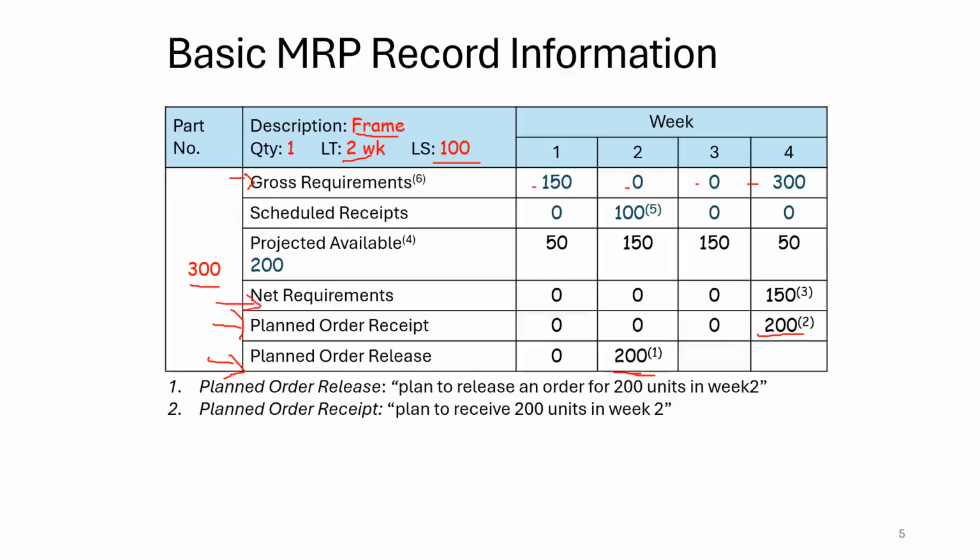The net requirements is very similar to the planned order receipt. It again tells us how many units we require at the end of each week to satisfy our gross requirements. If you look at the gross requirements itself, it talks about the need. We need 150 units in week 1, 0 units in week 2, 0 units in week 3, and 300 units in week 4. That's it. It does not take into account the current inventory. It doesn't take into account the scheduled receipts or anything else.